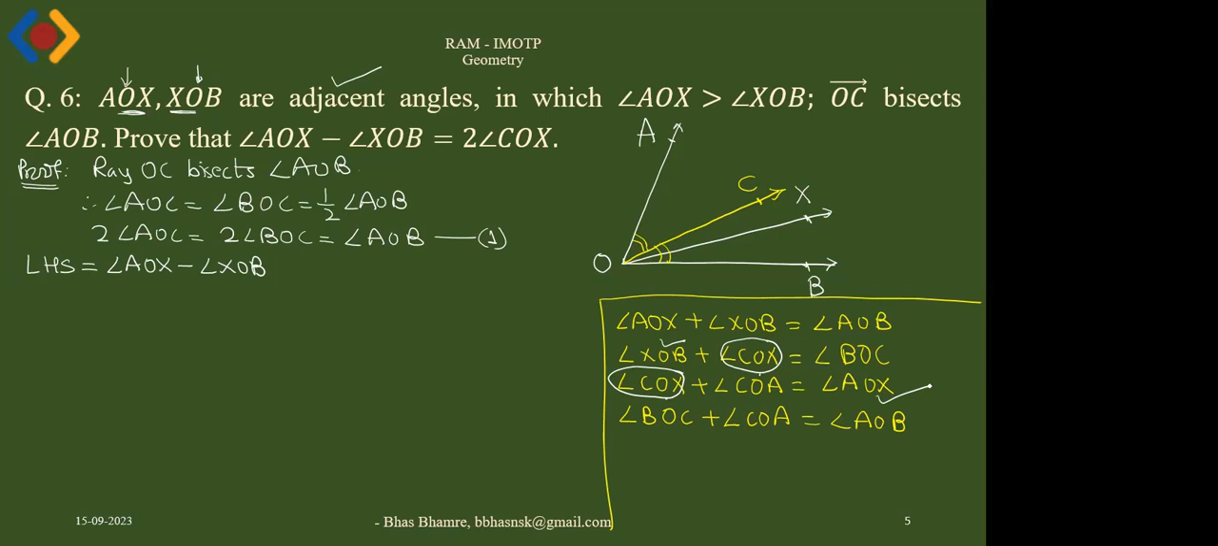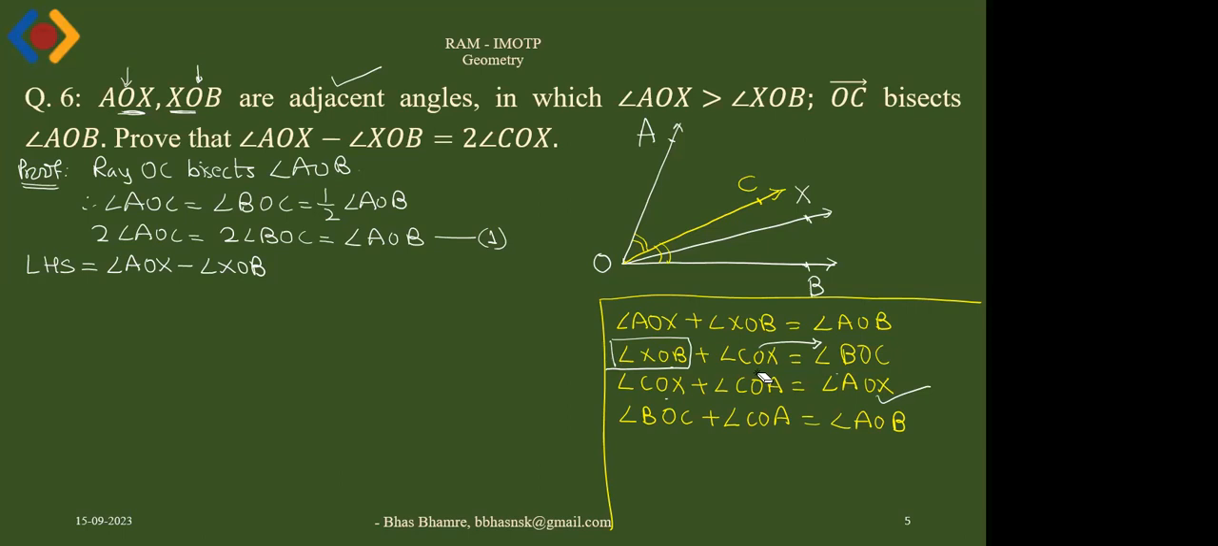Then how can I resemble the thought? For XOB, I can write it as BOC minus COX. If I shift this COX to that side, then I get angle XOB as the difference of angle BOC and angle COX. So COX came into play.